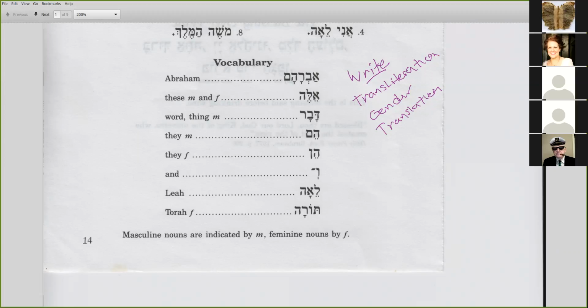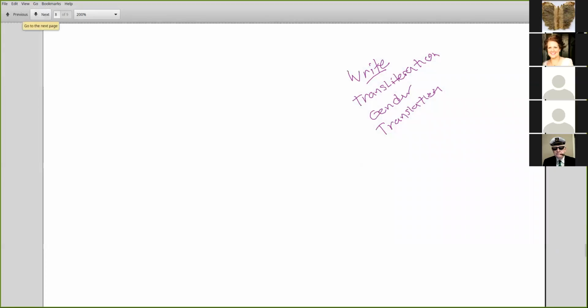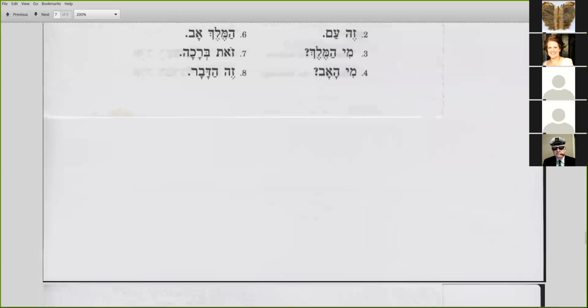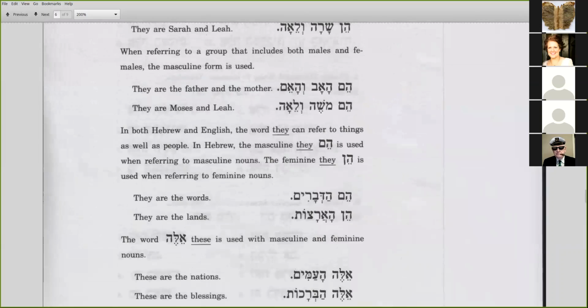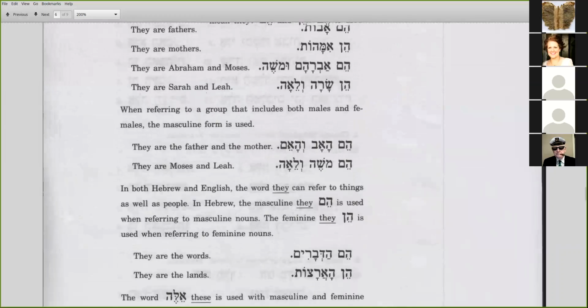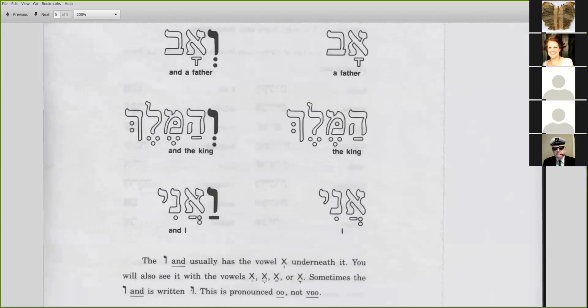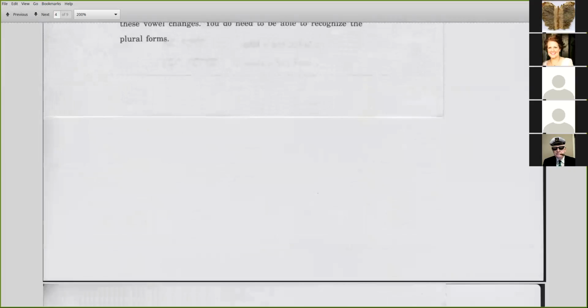Let me get back to my mouse here. Number 8. Okay, let's see where. See, these are the exercises. We finished in 17, didn't we? Okay, so let's go down to 18.